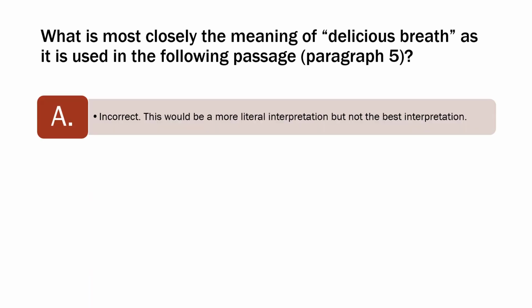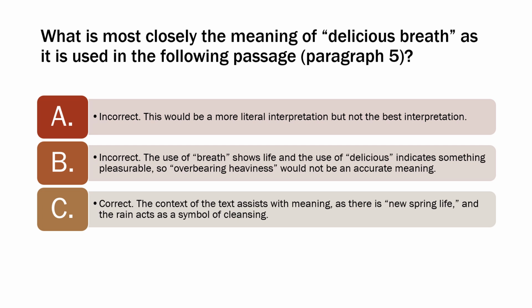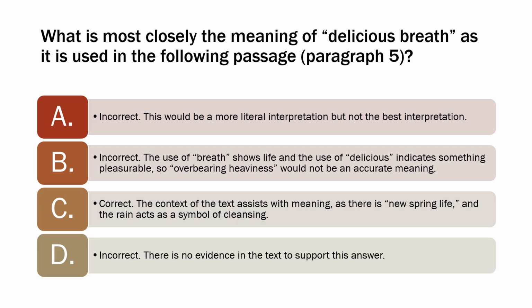A is incorrect. This would be a more literal interpretation, but not the best interpretation. B is incorrect. The use of breath shows life, and the use of delicious indicates something pleasurable. So overbearing heaviness would not be an accurate meaning. C is correct. The context of the text assists with meaning, as there is new spring life, and the rain acts as a symbol of cleansing. D is incorrect. There is no evidence in the text to support this answer.